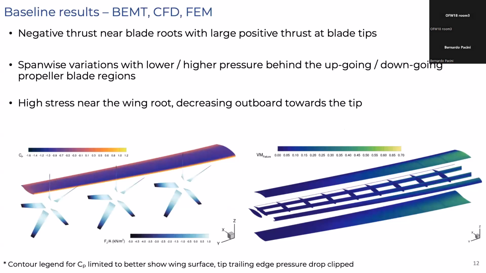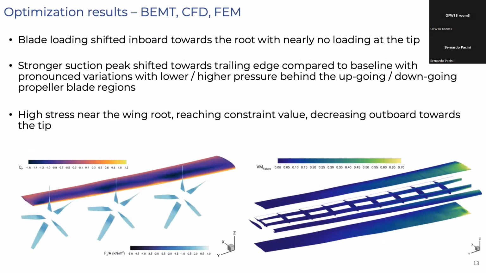The baseline results, combining blade element momentum theory, CFD, and the finite element solver, show that we have negative thrust near the blade root and a very large positive thrust at the blade tip, which is not particularly efficient. We have spanwise variations with higher and lower loading behind the downgoing and upgoing propeller blade regions. And we have high stress near the wing root that decreases outward towards the tip, as you might expect for the structure.